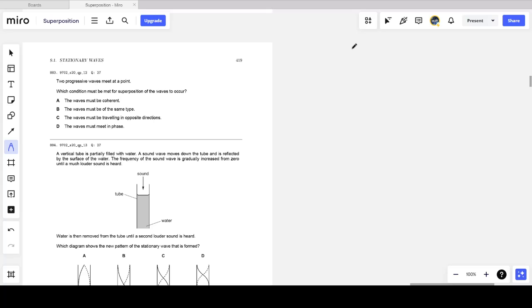The question says that two progressive waves meet at a point. Which condition must be met for superposition of the waves to occur? Okay, short, sweet. The waves must be coherent, the waves must be of the same type, the waves must be moving in opposite directions, the waves must meet in phase. I can have two electromagnetic waves, or two sound waves or two water waves. They can meet, they don't need to be coherent, they don't need to be traveling in opposite directions, they can be moving in the same direction, and they don't need to be in phase at all when they meet. And superposition will occur. One will add to the other.